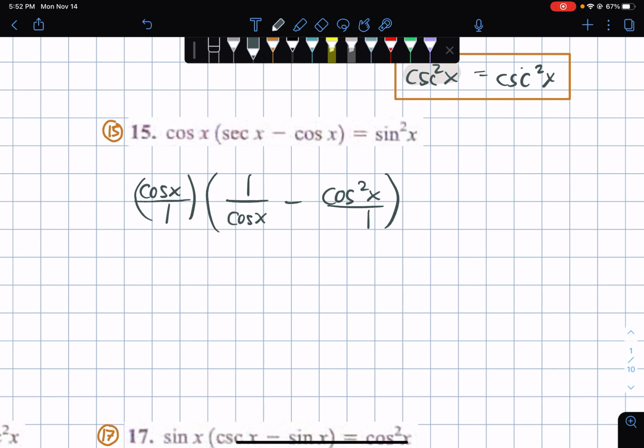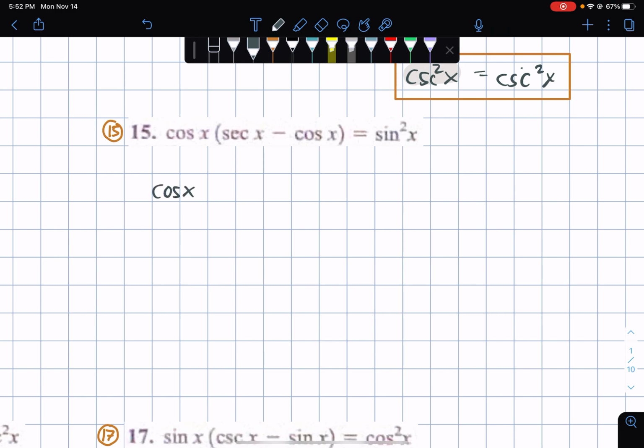Alright. Let's see. Actually, wait. Remove this. Let's start again. We distribute cosine to the two other terms. Sometimes you just have to improvise.